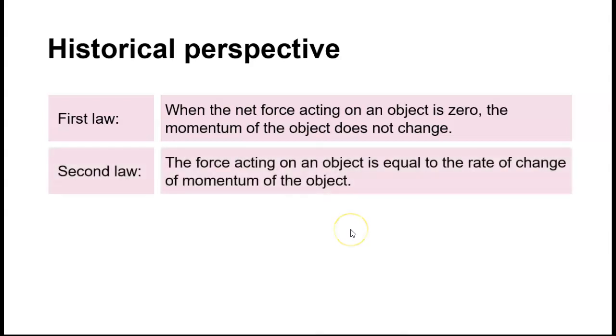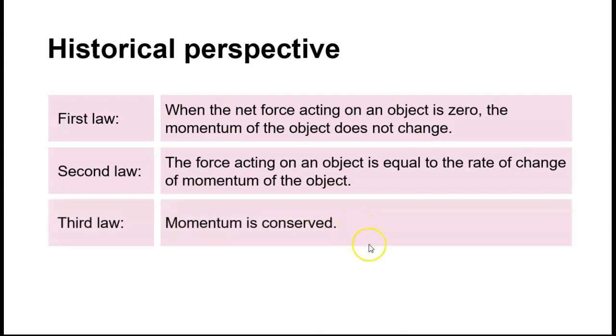The second law he wrote as the force acting on an object is equal to the rate of change of momentum of the object. We learned the second law is F equals ma. We're going to show in a few future slides how this is the same thing. And the third law he wrote quite simply as momentum is conserved. So he gave us a conservation law.